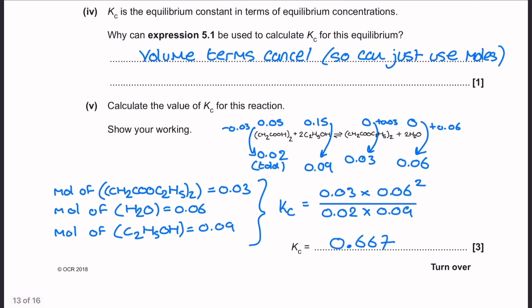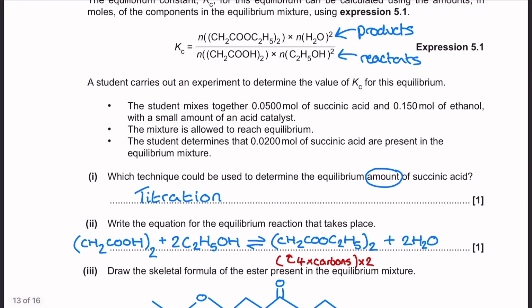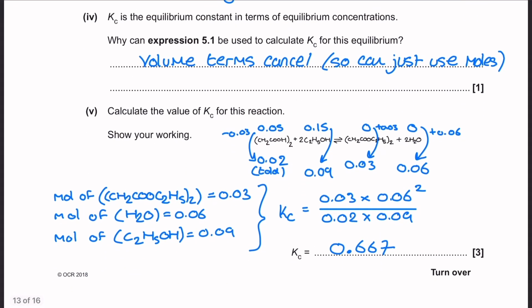So here are all my at equilibrium mole values that I didn't already have by the question. I was told the one for the succinic acid. I put them straight in. I've nearly forgotten to square here, so I'm just going to add that in actually. But I do need to square that ethanol value, so I do need to make sure that I've got a little square just there like that on that number. I would hate to get that wrong. And that's going to give me the final answer here of 0.667. There we are.